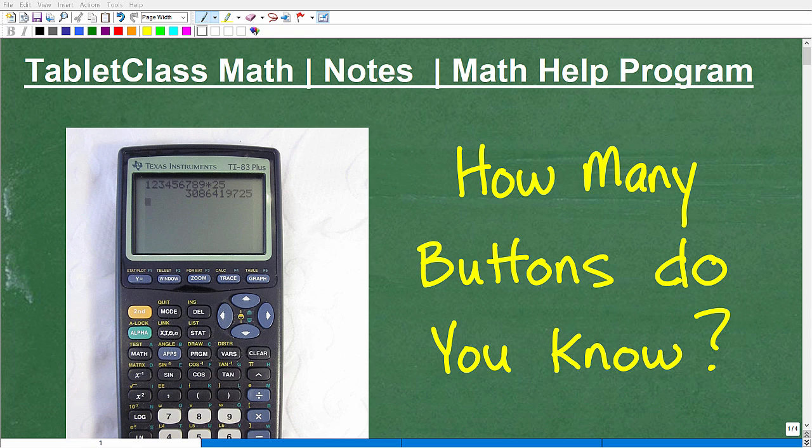Okay, so we're looking at this lovely graphing calculator. This is an excellent calculator, by the way. This is the TI-83 Texas Instruments graphing calculator. This particular calculator has been around for, oh boy, I'm going to guess at least 20 years.